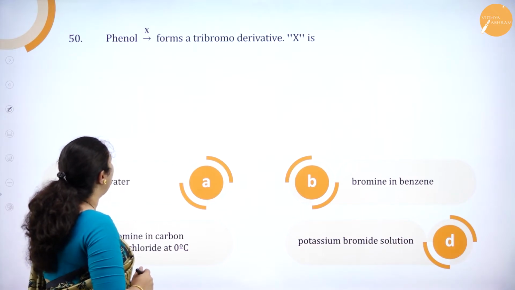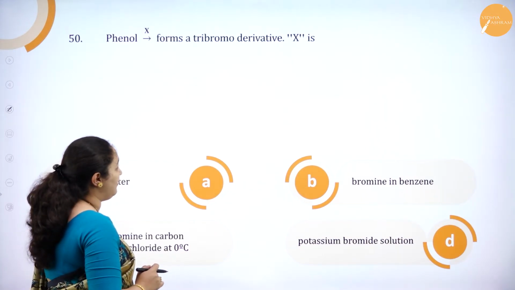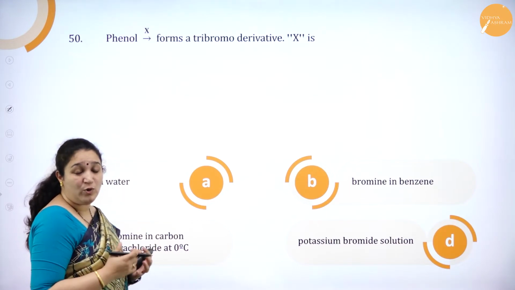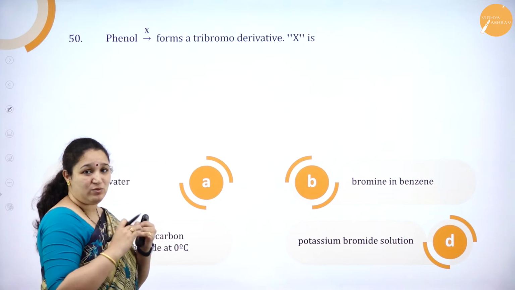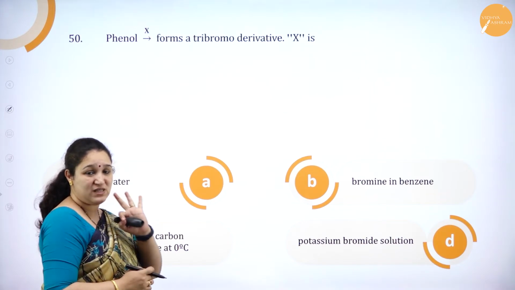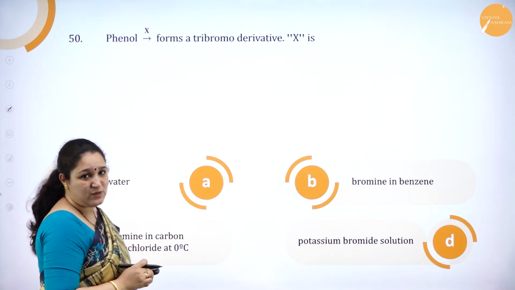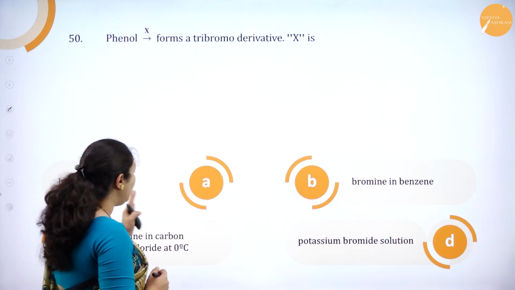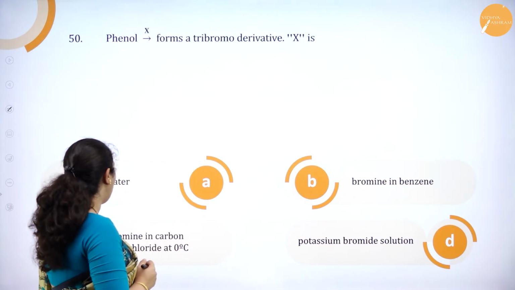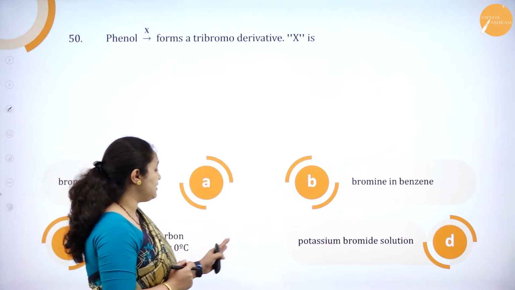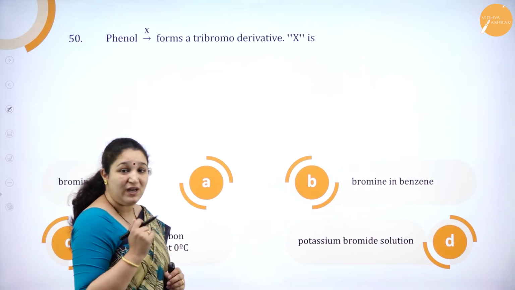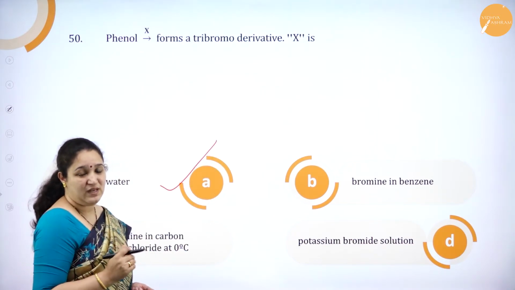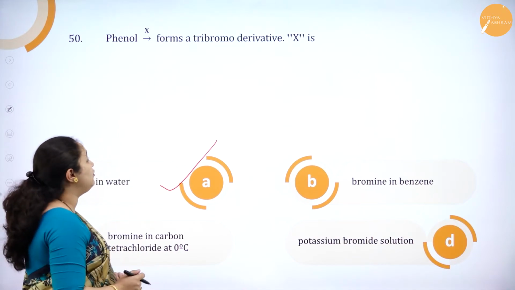Phenol with X forms tribromo derivative. What is X? See, phenol to get tribromo derivative, that is all the three, 2 ortho places as well as para place, 3 positions bromine has to get substituted. What do we use? We use bromine water, isn't it? So bromine in water, bromine in benzene, bromine in carbon tetrachloride at 0 degrees Celsius, potassium bromide solution. It is bromine water we use. So option A is the correct answer. So shall we move to the next question?